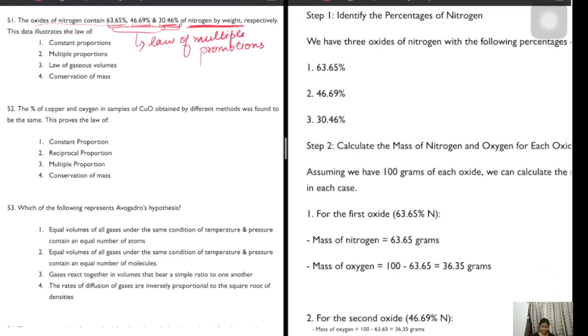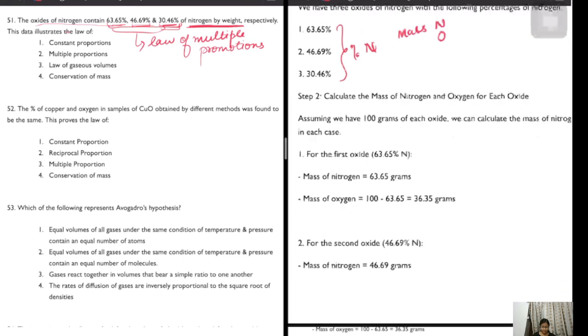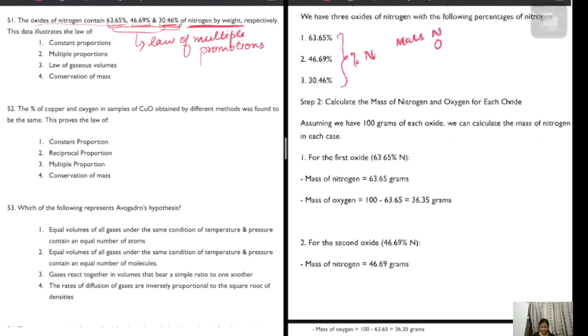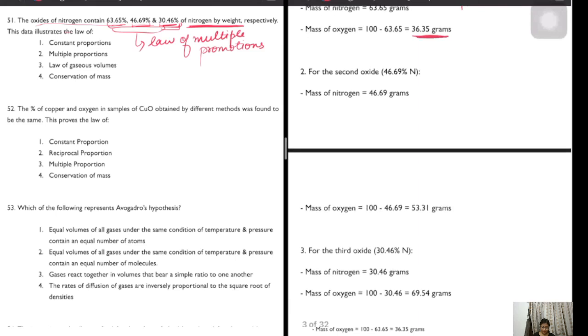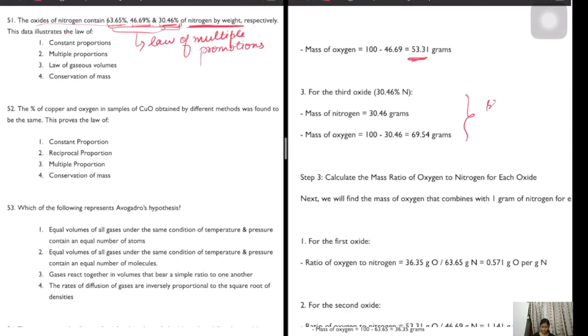Firstly, these are the percentages that are given to us for nitrogen. So we will calculate the mass of oxygen and nitrogen respectively. For that, we'll assume that we have 100 grams of each oxide. 63.65 is given, so out of 100 the mass of nitrogen would be 63.65 itself. And for oxygen, we will subtract this value and we will get the mass. Now for the second oxide, we'll repeat the same procedure, and for the third oxide as well.